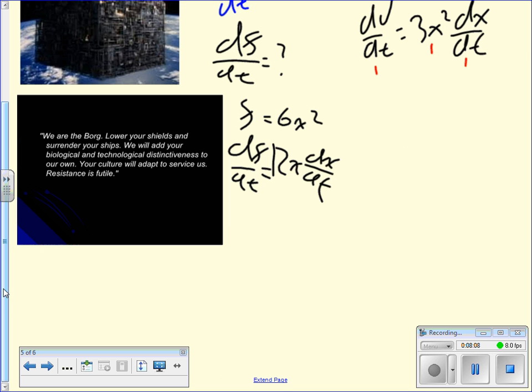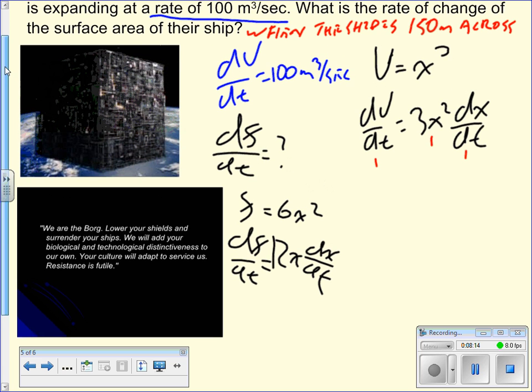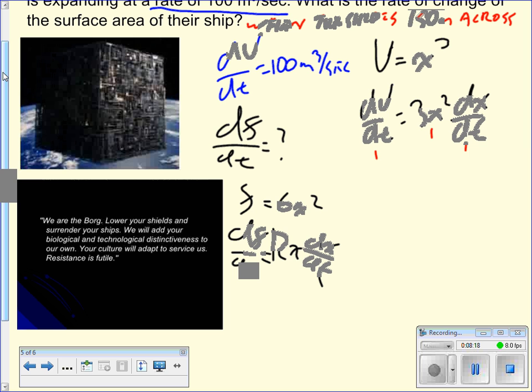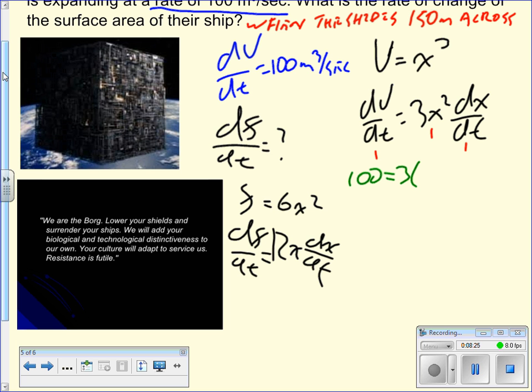Go ahead and finish this one off. So we have this one to do. dV/dt is 100 and it's increasing. So that's 100, and I'm not going to worry about units, equals 3 times 150 squared dx/dt, right? So 150 squared is 22,500, times 3 is 67,500. 100 divided by that, what do you get? Give me the decimal, because it does make sense to have the decimal in this one.